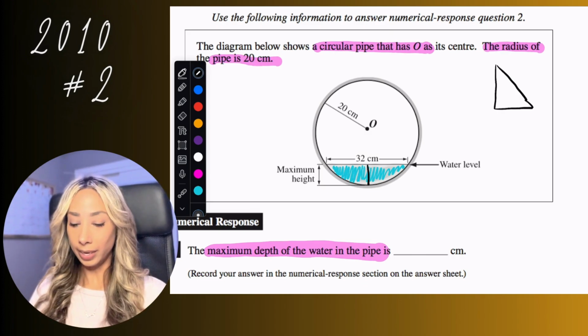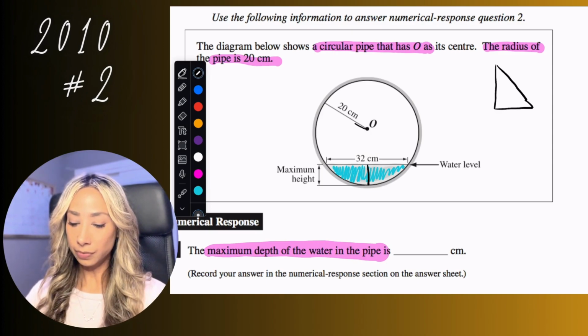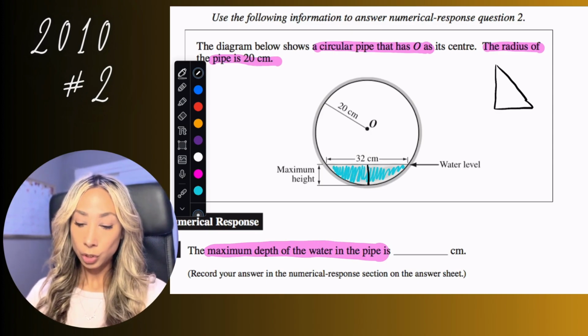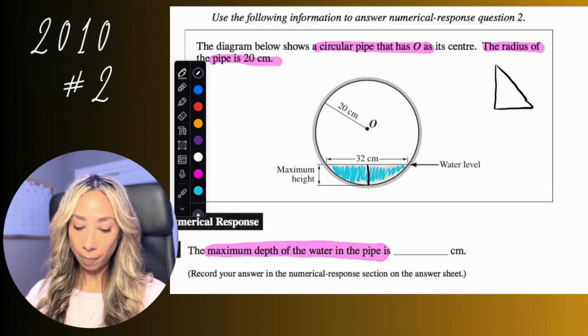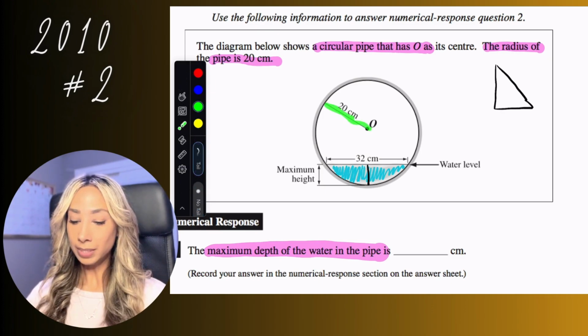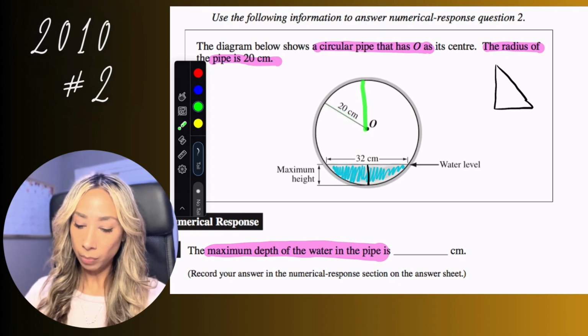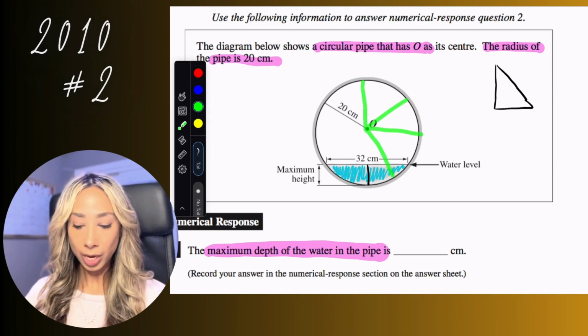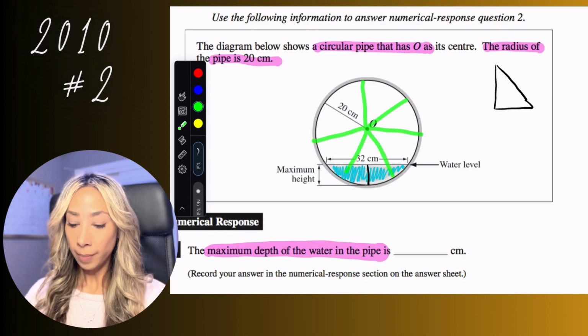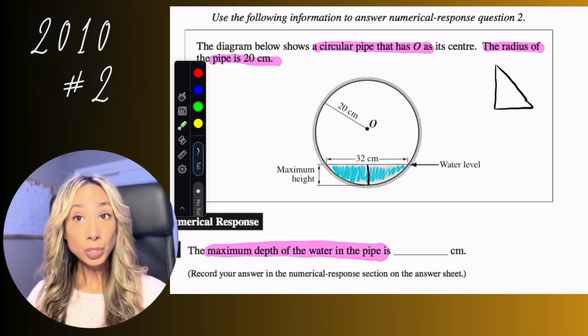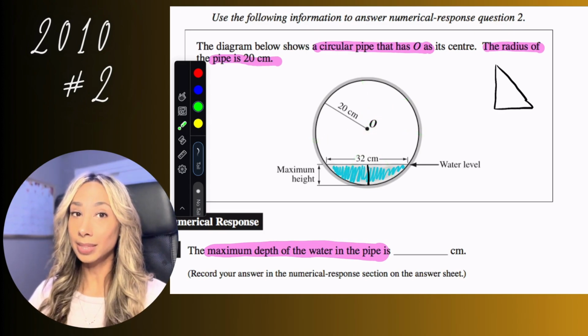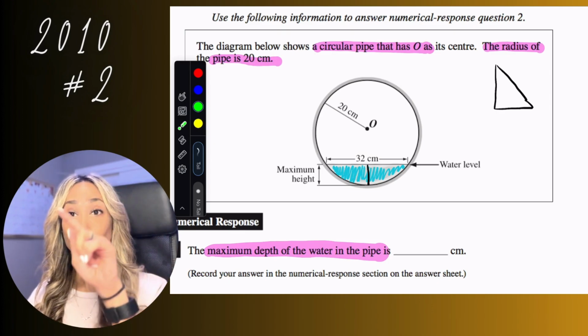So we've got our radius, and this radius is from the center of the circle to the edge of the circle. That means no matter where I go, from the center to the edge of the circle, I can always have that radius of 20. So I can move it here, here, here, just like those arms of the clock, and it will always be 20. That's really important to remember.